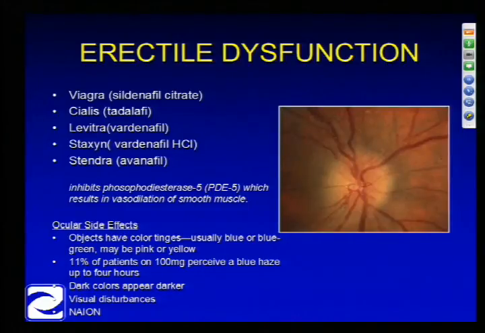11% of patients taking Viagra, 100 milligrams, could perceive a blue haze for up to 4 hours. Sometimes dark colors appear darker. And there have been reports of non-arteritic anterior ischemic optic neuropathy in patients taking these medications. And this has been a controversial topic for a while, whether these drugs are linked to ischemia of the optic nerve head.